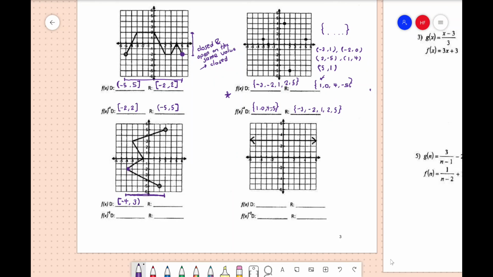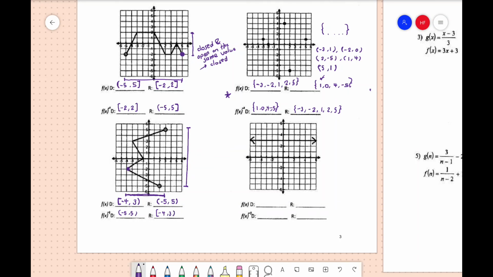And then my range, lowest value I see is here, highest up to here. They're both open circles, so my lowest value is -5 with a parenthesis, and my highest is a 5 with a parenthesis. And then for the inverses, we will switch them. So -5 to 5 and -4 to 3.